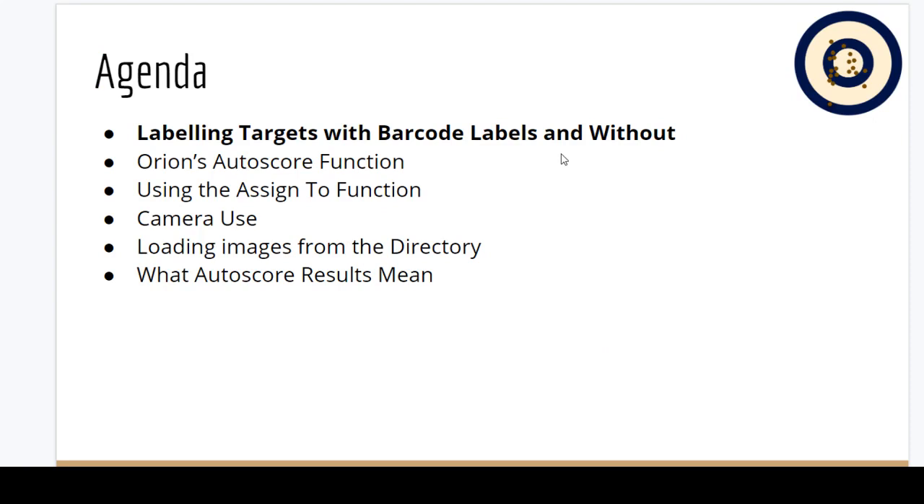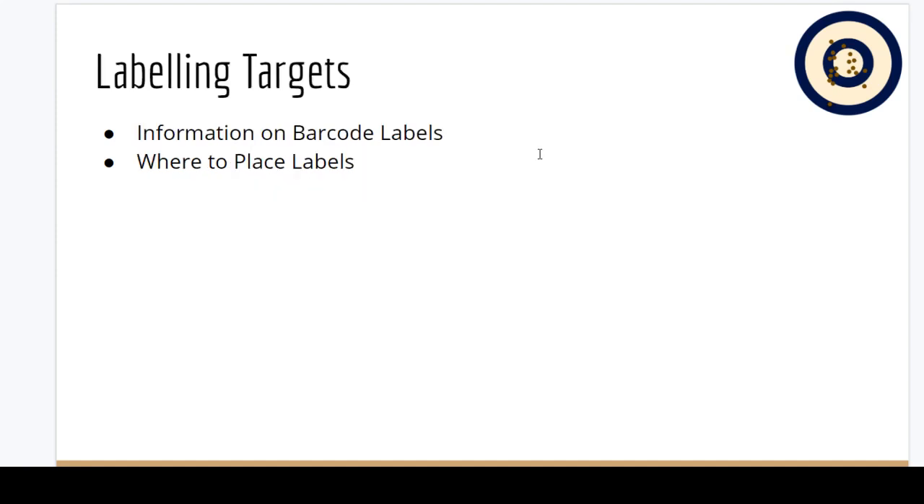We're going to start the presentation by talking about labeling targets using barcode labels printed from Orion and alternative methods. We're first going to discuss information on the barcode label and where to place labels.